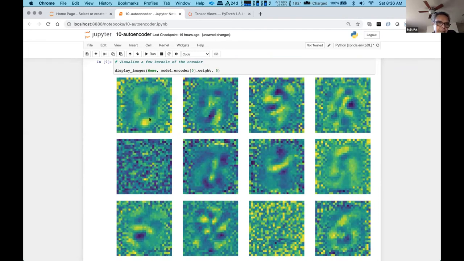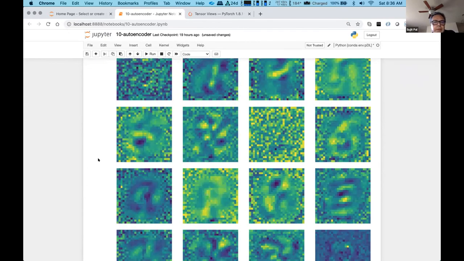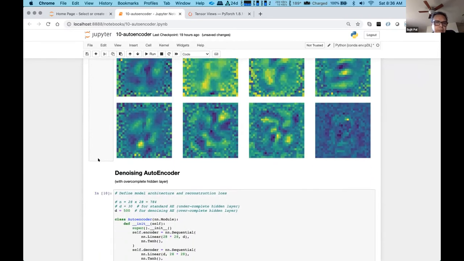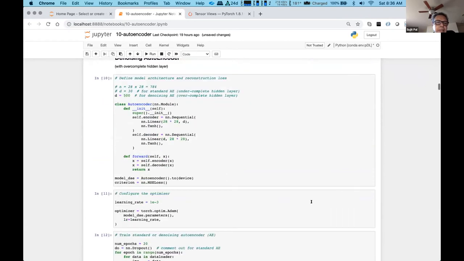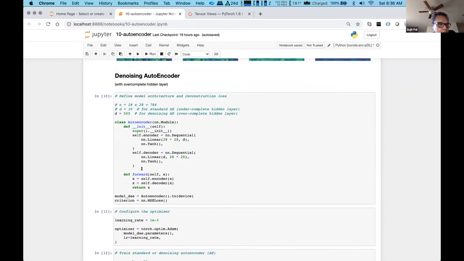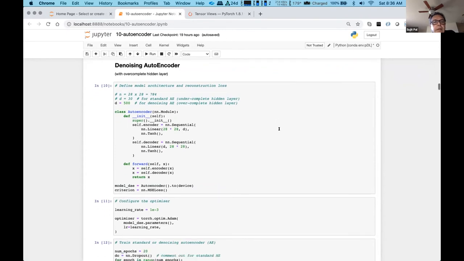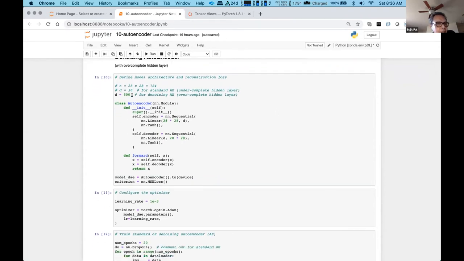So you can see these vague shapes, and obviously this filter has learned nothing, right? And neither has this one. So that's the output of the autoencoder. So the denoising autoencoder, instead of modifying in place, I created my own little thing where I basically do the exact same things as Alfredo does during the lecture. And so instead of d equals 30, I say d equals 500. One point that he makes here is that 500 is still less than 784. So if you think very rationally, it's still undercomplete, right? Input is 784, the hidden is 500.